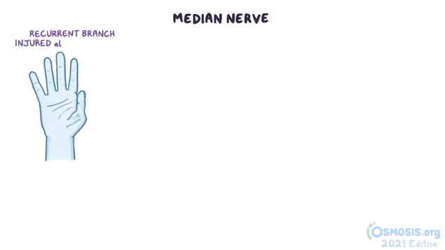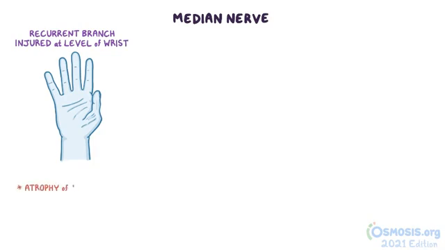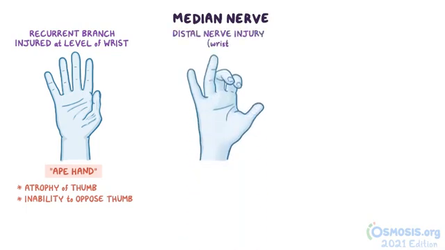Alright, as a quick recap. The median nerve, specifically its recurrent branch, can be injured at the level of the wrist, resulting in atrophy of the thumb and an inability to oppose the thumb, called an ape hand. Injury to the entire nerve at the wrist results in a median claw, which is when the index and middle fingers stay extended at the metacarpophalangeal joints, while the distal and proximal interphalangeal joints stay flexed when trying to open the hand from rest due to weakness of the lateral two lumbricals.